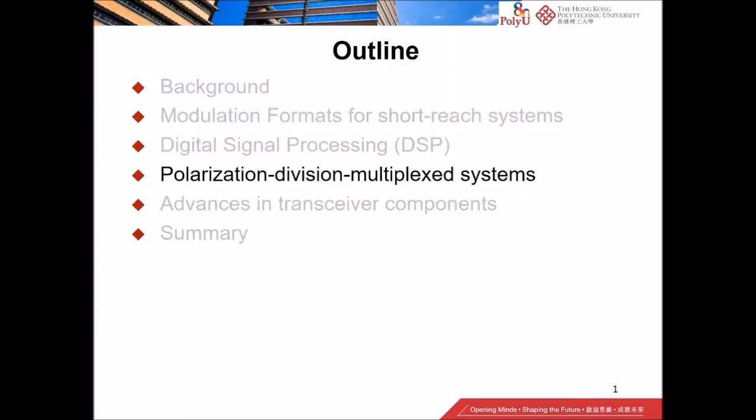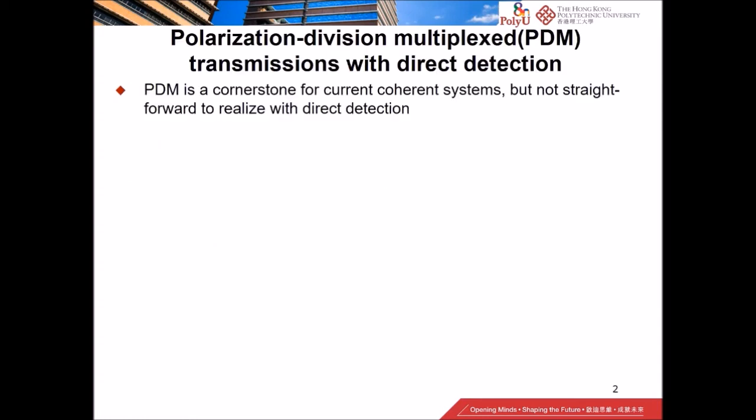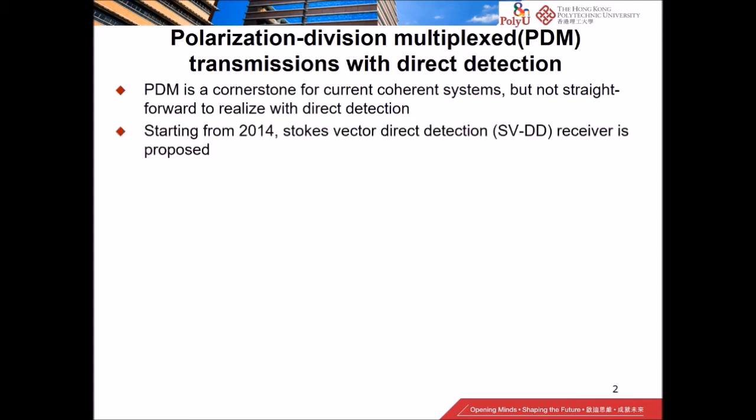Okay, next we will talk about POMUX systems. Now, POMUX is one of the most important components of current coherent systems, but it's actually not that straightforward to implement with direct detection receivers. Since about 2014, people have proposed the idea of Stokes vector direct detection receivers that make use of POMUX signals to encode more information. So let's do a little bit of recap of signal representations in Stokes space and also Jones space.